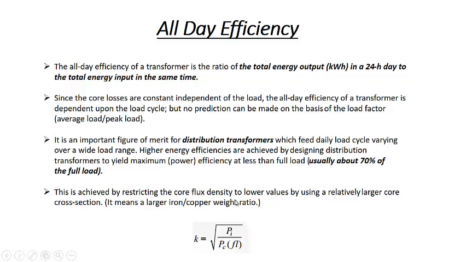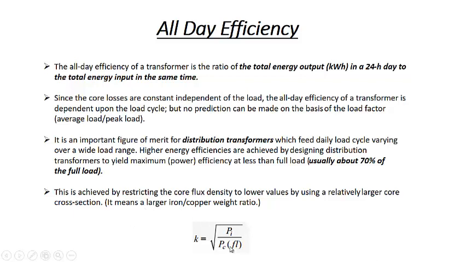In case of a power transformer, the reverse will happen. We have to make this K quite close to one, that's full load. In that case, Pi should be larger and this PC should be smaller. Pi larger means we have to use a higher flux density. To increase the flux density for the same voltage and same frequency, we have to decrease the cross-sectional area of the iron. That means a low amount of iron weight is used.